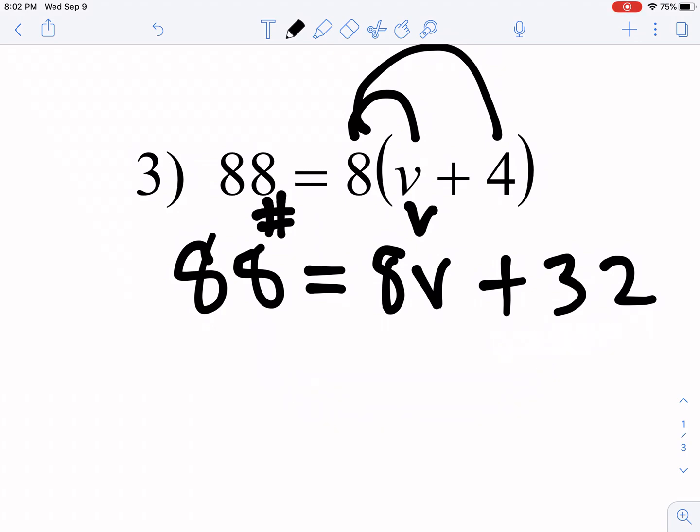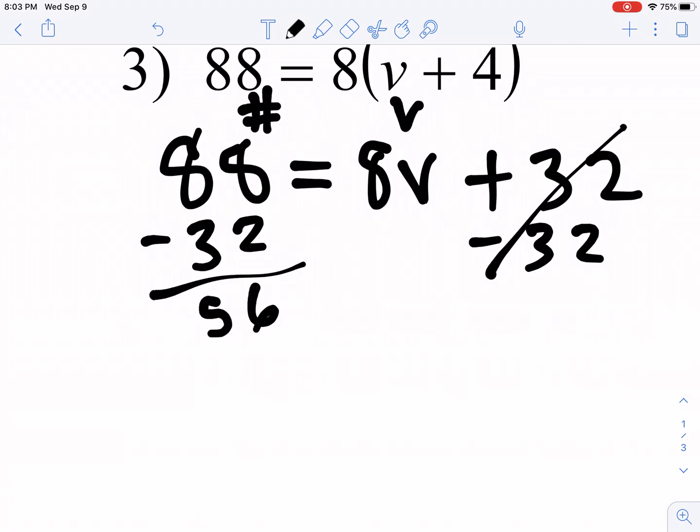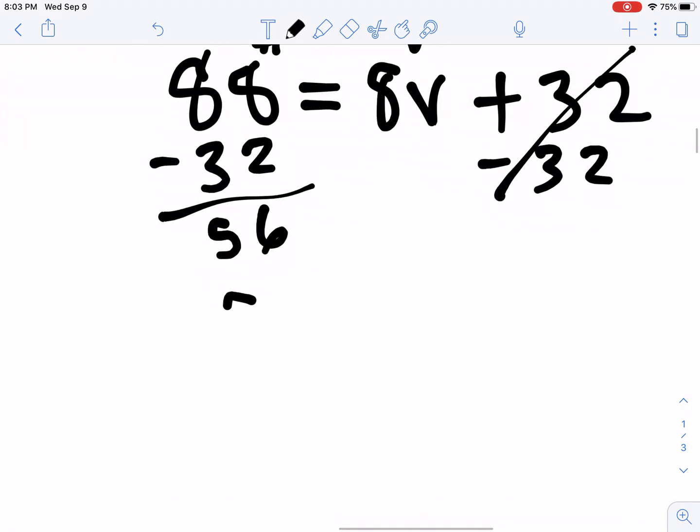Now, how we do that is we have to apply the inverse operation, so that's step number 4. What's the inverse of adding 32? Subtracting 32. So we're going to subtract 32 from both sides, apply that subtraction property of equality, okay, and we have 88 minus 32, we get 56, right? And then, of course, on this side, the inverses cancel out. So what I'm left with is 56 is equal to 8v.